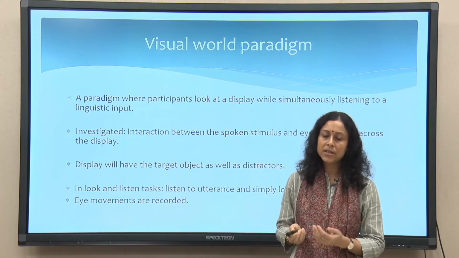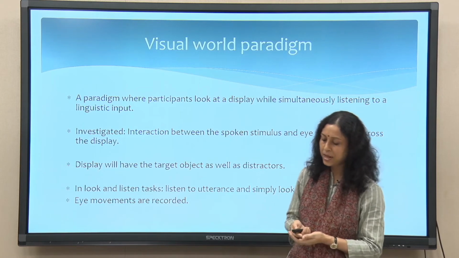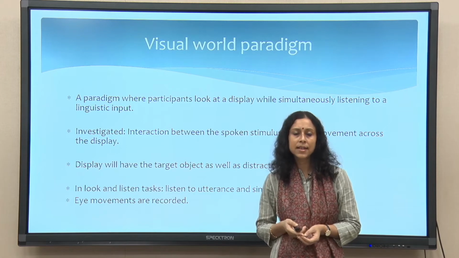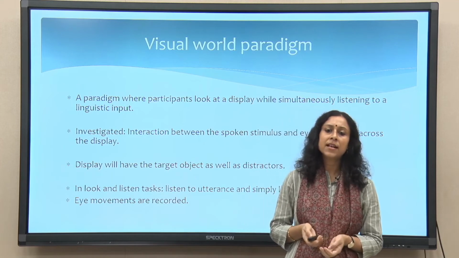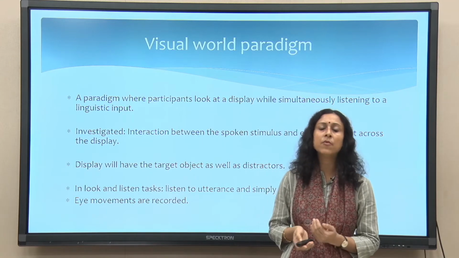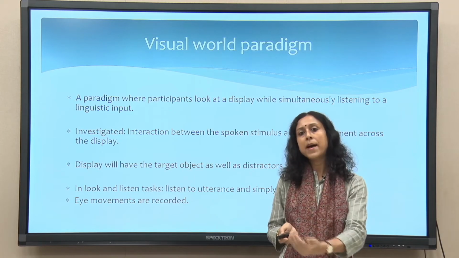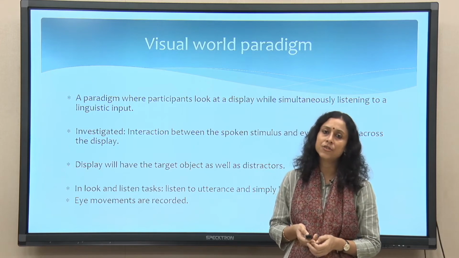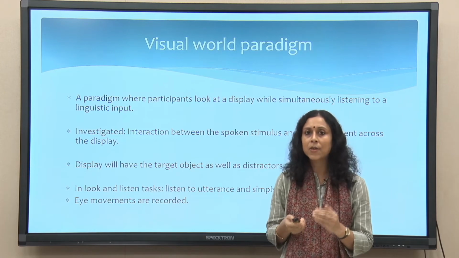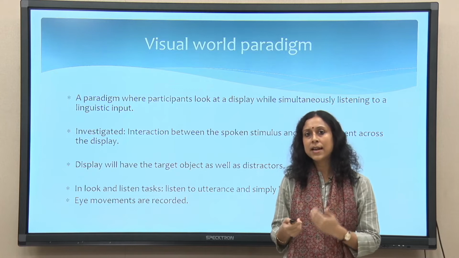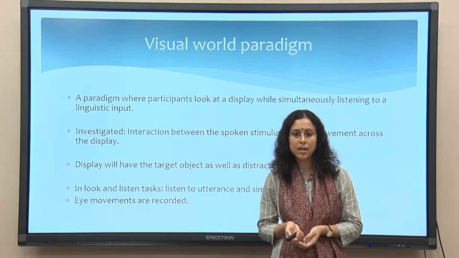So, the participant has the earphones on and listens to something and then simultaneously looks at a display. What is looked at here is slightly different. The investigation here typically relates to the interaction between the spoken stimulus and the eye movement across the display. So, how the spoken utterance impacts the way the person scans the visual display is what we look at. What are the typical aspects of that sentence, and how grammaticality at various levels impacts the way we look at the scene, is what the visual world paradigm looks at.